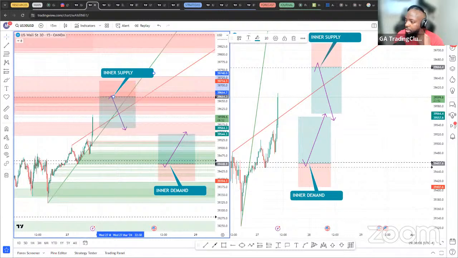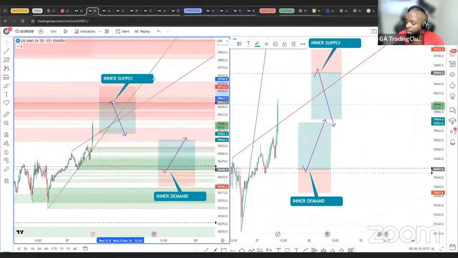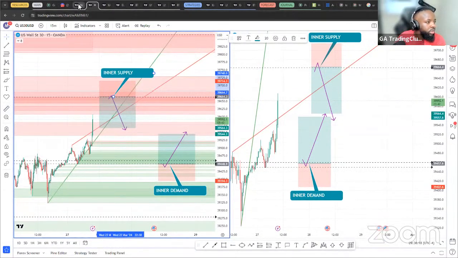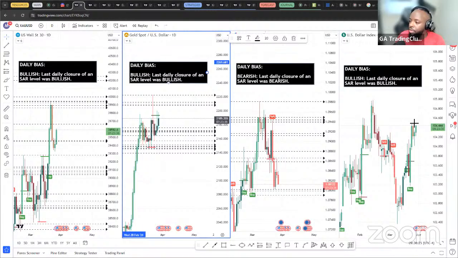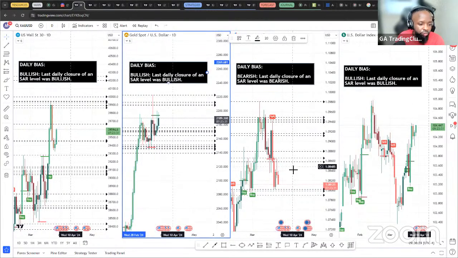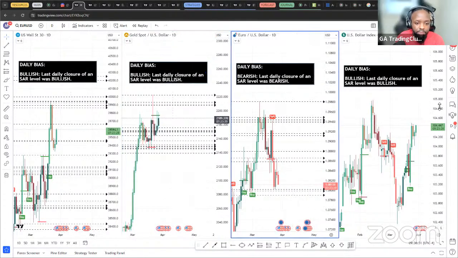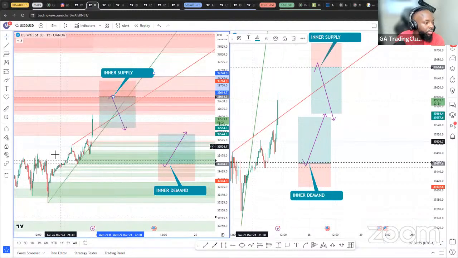Today is, what's the date today? It is Wednesday, March 27th, and as usual, doing analysis for US 30, gold, EU, and BTC. Daily bias for US 30 is bullish, daily bias for gold is bullish, daily bias for EU is bearish, daily bias for the US dollar is bullish. Starting off here with the zones.